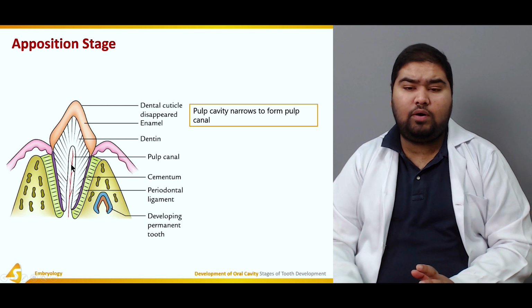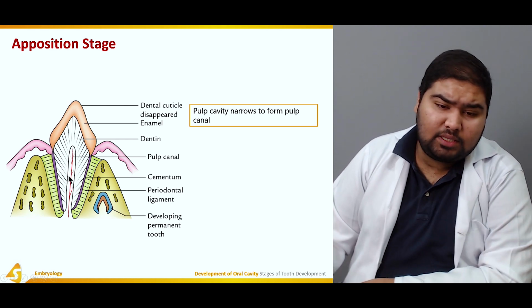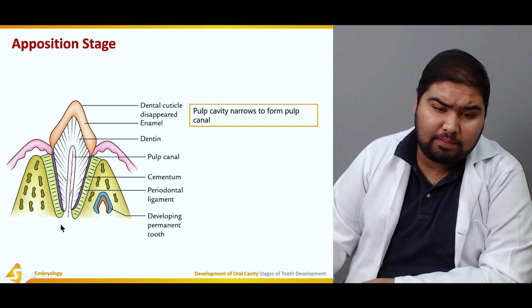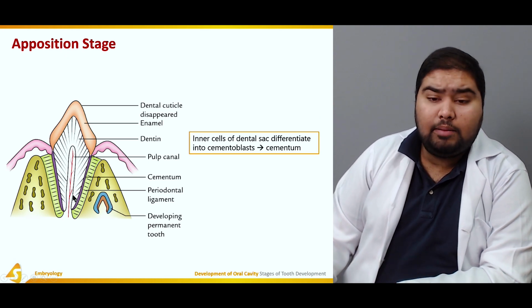Moving on, now the pulp cavity. This was the pulp cavity. It narrows to form a pulp canal. Here you can see the pulp cavity has narrowed to form the pulp canal.